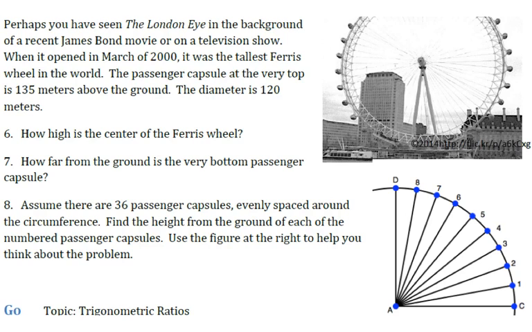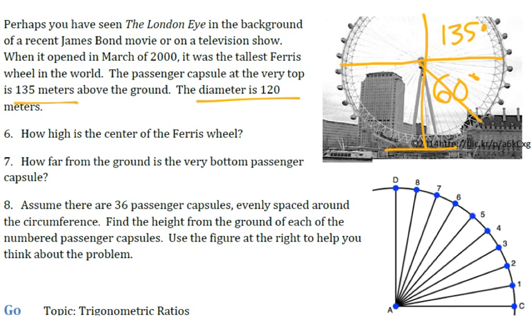Alright, so this is the set, dealing with that Ferris wheel. So we're dealing with these things again, kind of like we did in class. So, they've got that big Ferris wheel. The passenger capsule at the very top is 135 meters above the ground, and the diameter is 120 meters. So that length across here is 120. So our radius, half of that, would be 60. And we're told that from the ground to the very top is 135 meters.